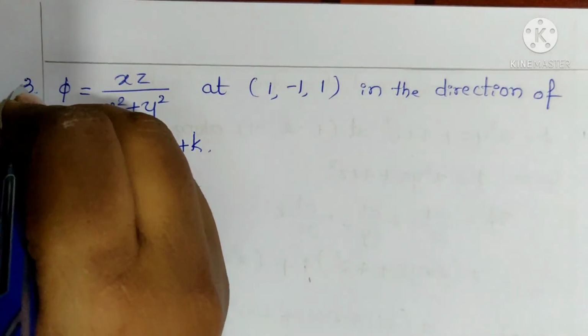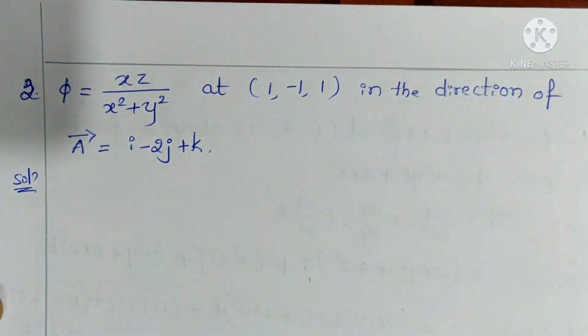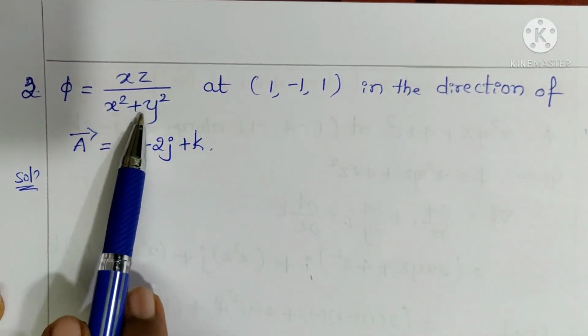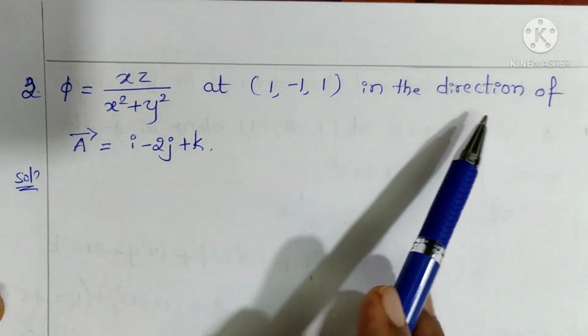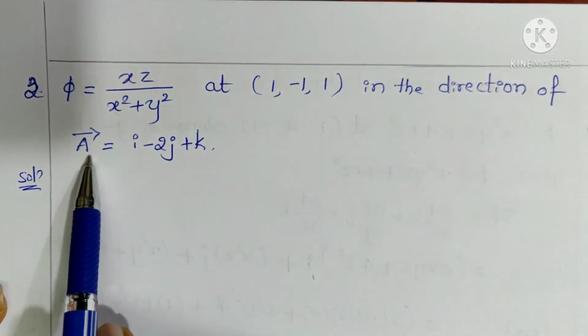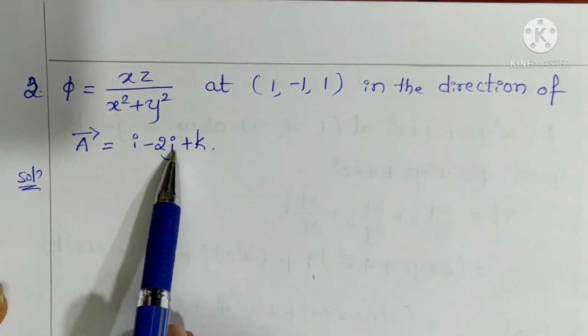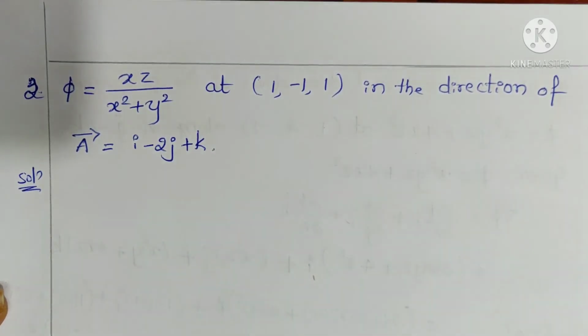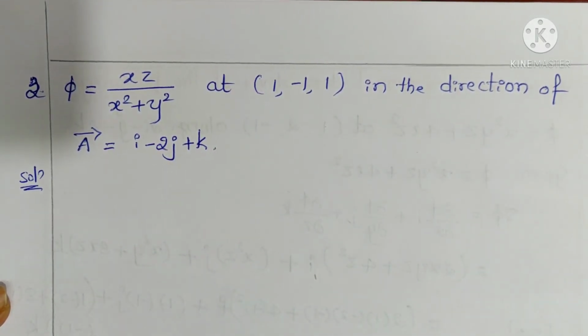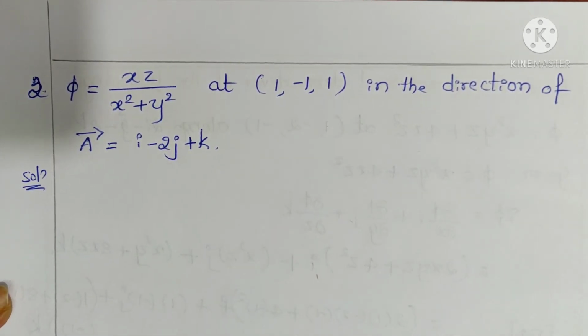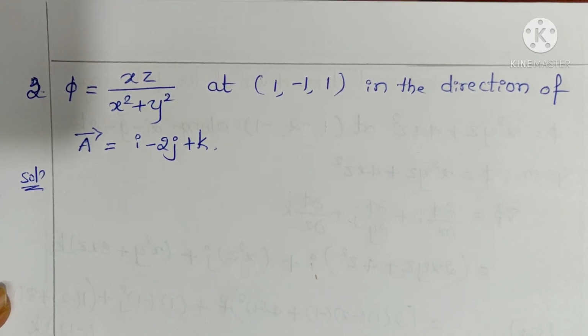So next one, phi is equal to xz divided by x square plus y square at 1, minus 1, 1 in the direction of vector A is equal to I minus 2j plus k. As I told you, in the same manner you need to find the directional derivative of the given function. For that we need to find del phi and n cap, then dot product.